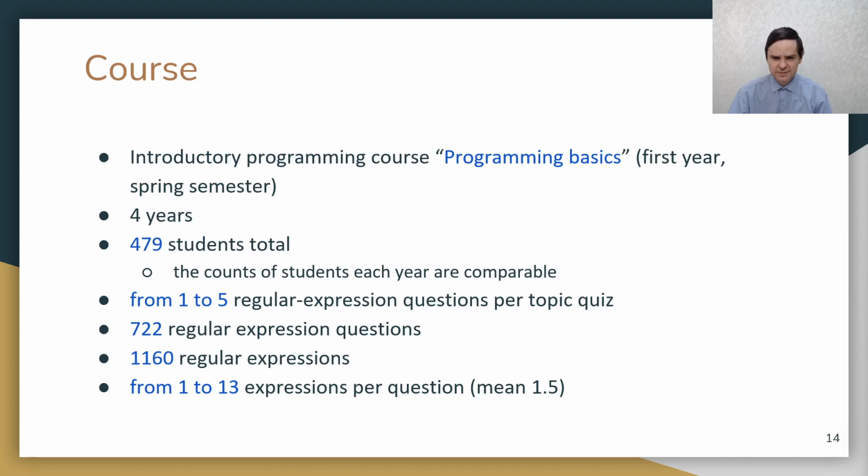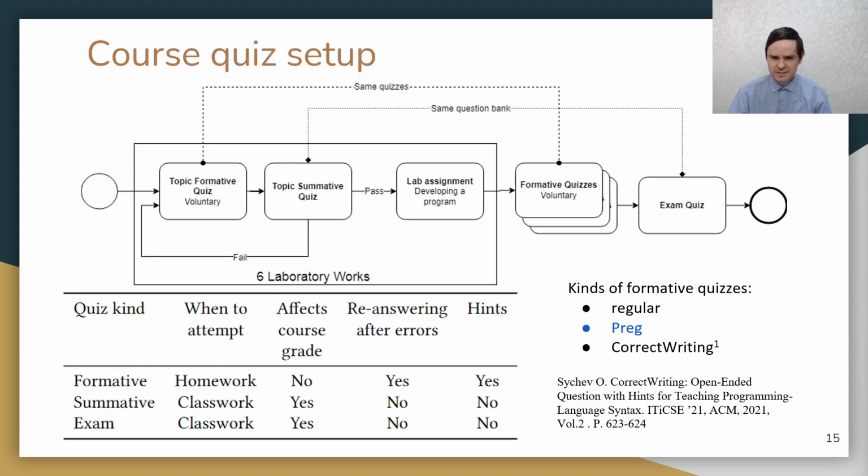The course contained quizzes which used regular expression questions among other questions, from 1 to 5 PEREG questions per topic quiz consisting of 10 questions. Our team developed a question bank of 722 PEREG questions containing 1160 regular expressions. The course had 6 major topics with laboratory assignments requiring writing a program. Each topic had a summative quiz that students should pass before doing the programming assignment to verify that the students have necessary basic skills to attempt it. The passing grade was 60%.